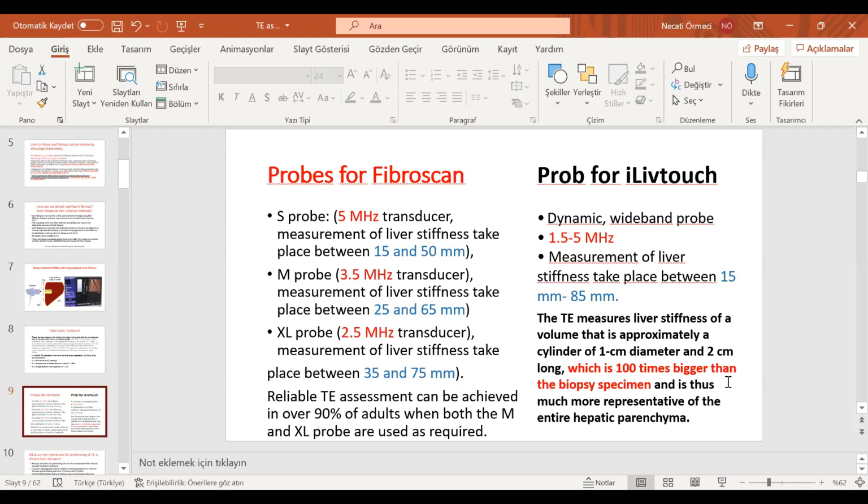Transient elastography measures liver stiffness over a volume that is approximately a cylinder of 1 centimeter diameter and 2 centimeters long, which is 100 times bigger than the biopsy specimen, and is thus much more representative of the entire hepatic parenchyma.